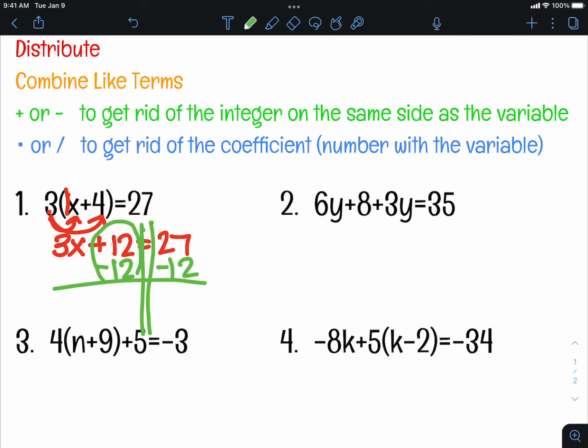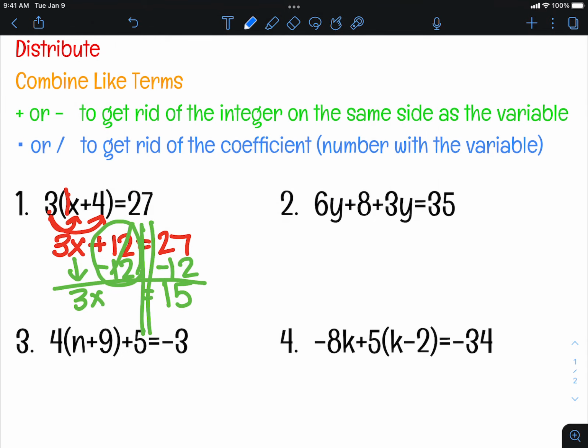When we subtract the 12 from the left, 12 minus 12 is 0, which is the same as nothing. So we don't need that anymore. But let's keep our 3x. Then on the right, 27 minus 12 is 15.